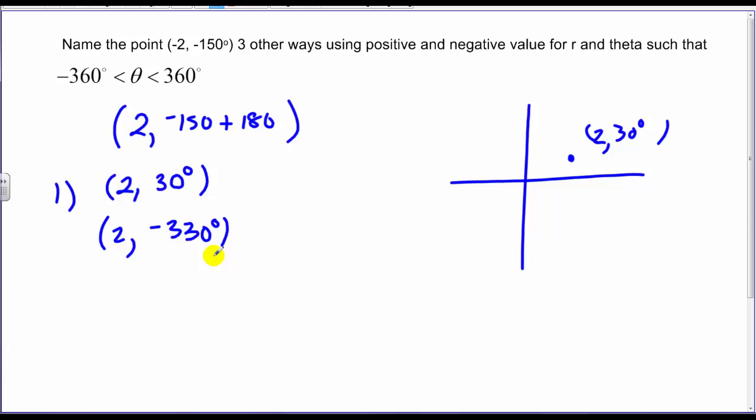And now what I should probably do is name this -150 in its coterminal fashion. So if I say -2, and if I'm going -150 degrees, well, the same way to say that in a positive degree measure is to go out a total of 30 degrees more than the 180. So that would be 210 degrees.